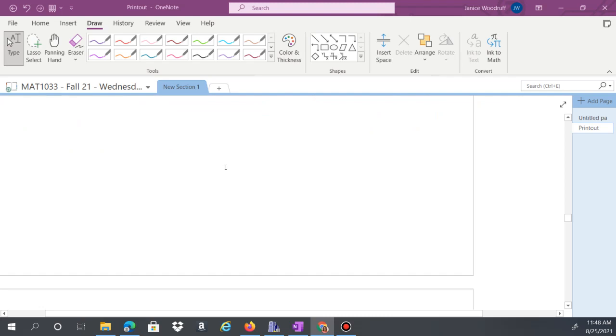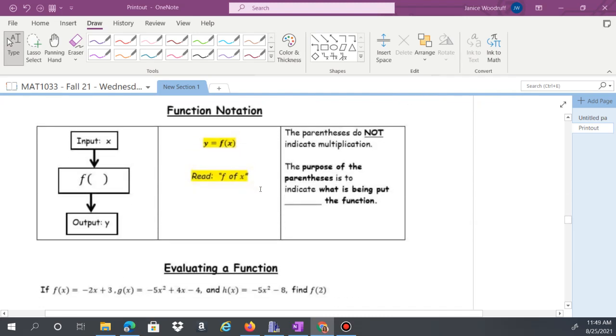Okay, so this last little part of Module 3, we're doing function notation. So function notation, you're going to have an input that's going to be f of x with an output y. So it just means that y is the same thing as f of x. They can be interchanged. You'll see f of x instead of y. It's the same thing on your function. The parentheses does not indicate multiplication. It indicates what is being put into the function.